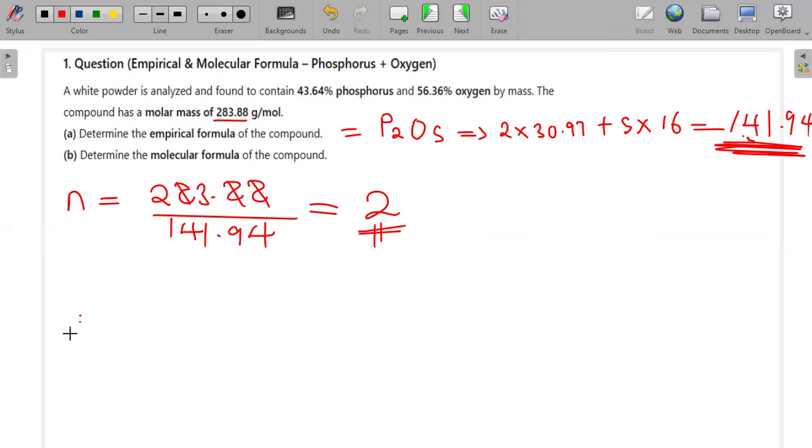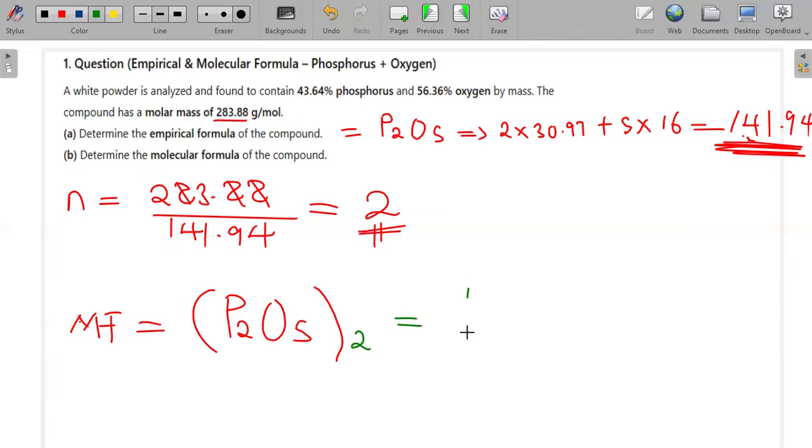So it means now my molecular formula will just be equal to the empirical formula multiplied by the factor, which is 2. So this will just give me P4 and then O10. Okay, so that is my molecular formula there. So any questions there, guys? We found our molecular formula there.